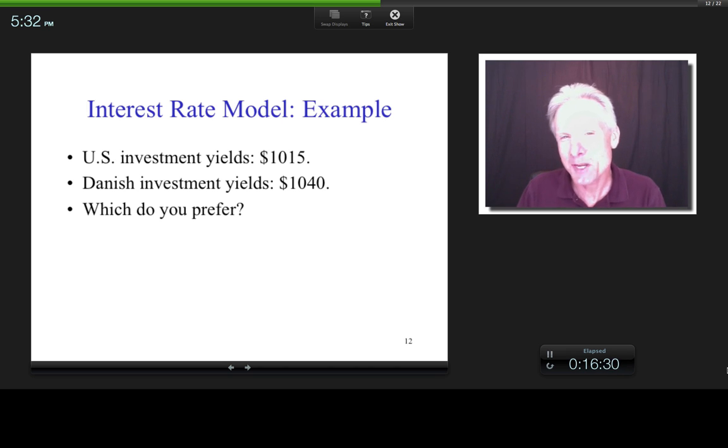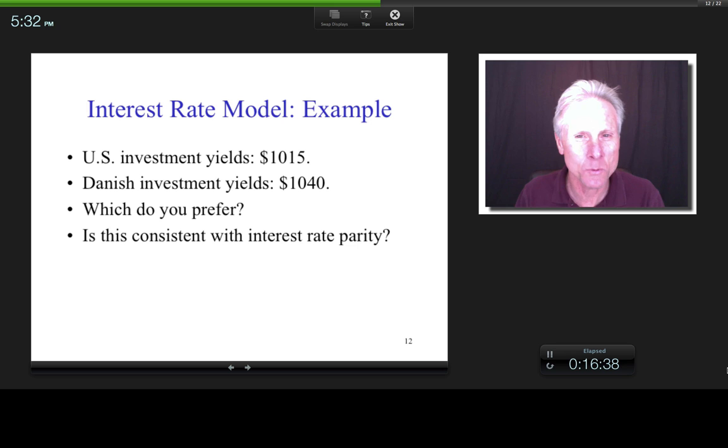You do, right? I mean, based on those numbers, you'd pick which investment? The Danish krona, right? Now, is that consistent or inconsistent with interest rate parity? It's inconsistent, right? Because we said that with interest rate parity, you would not care about investing in the Danish T-bill or the US T-bill, assuming that they were identical in risk.